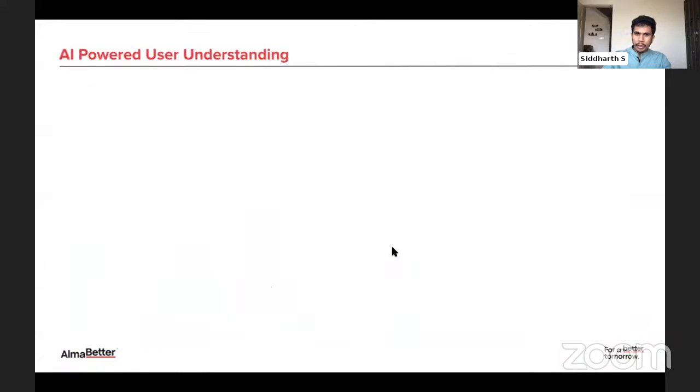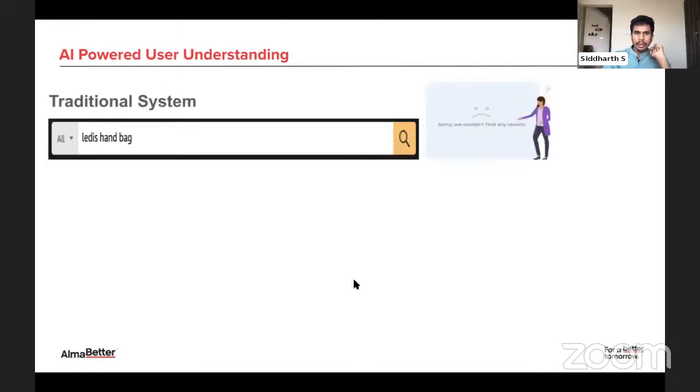Now moving on. We understood how you understand a customer. Now we also have to rectify some of the mistakes which the customer will make. We can't expect the customer to be fully correct. Let's suppose a customer has come on a very traditional system and has typed "ledas handbag". If you build a very good software but without AI, it will say, I don't understand what "ledas" is, I have no results to show. That results in very poor customer satisfaction. They have to go again and type, okay, it is not "ledas", it is "ladies".